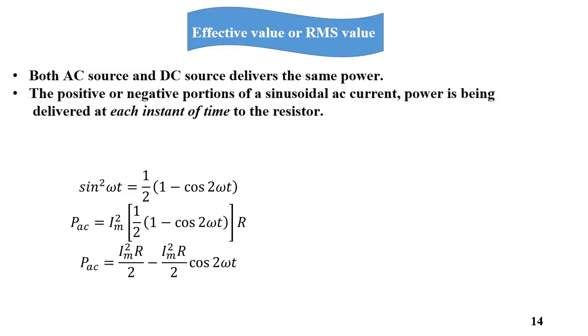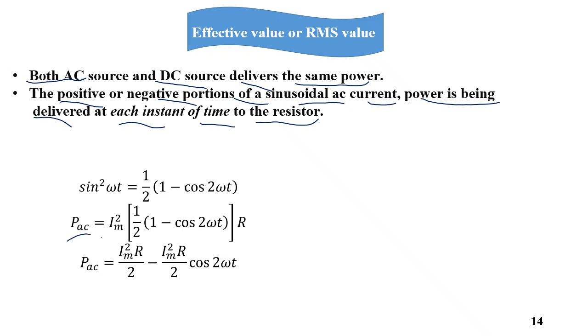Now we will see another term, which is called the effective value or root mean squared value. Both the AC source and the DC source deliver the same power to the load. The positive and negative portions of the sinusoidal AC voltage or current are delivering power to the resistor at every instant of time. We get the power in AC equals I squared R.